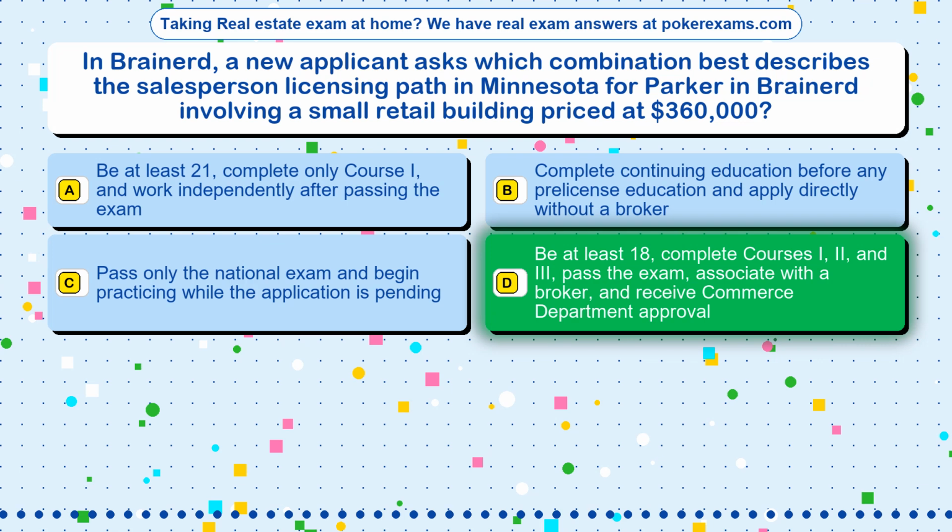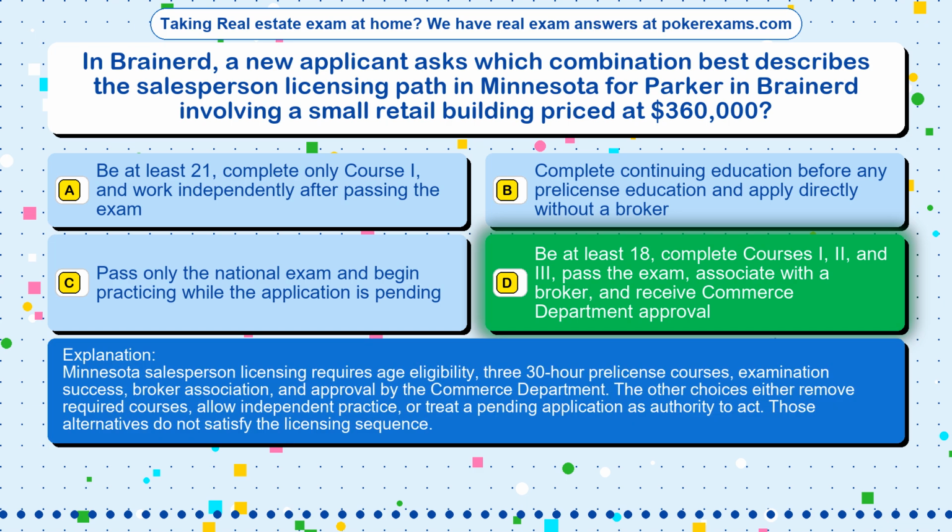The correct answer is option D. Be at least 18, complete courses 1, 2, and 3, pass the exam, associate with a broker, and receive Commerce Department approval. Minnesota salesperson licensing requires age eligibility, three 30-hour pre-license courses, examination success, broker association, and approval by the Commerce Department. The other choices either remove required courses, allow independent practice, or treat a pending application as authority to act. Those alternatives do not satisfy the licensing sequence.